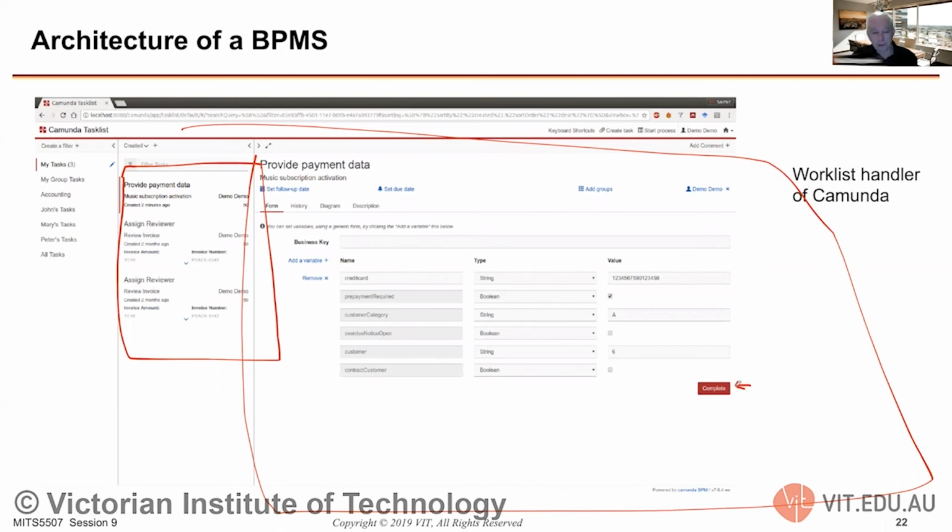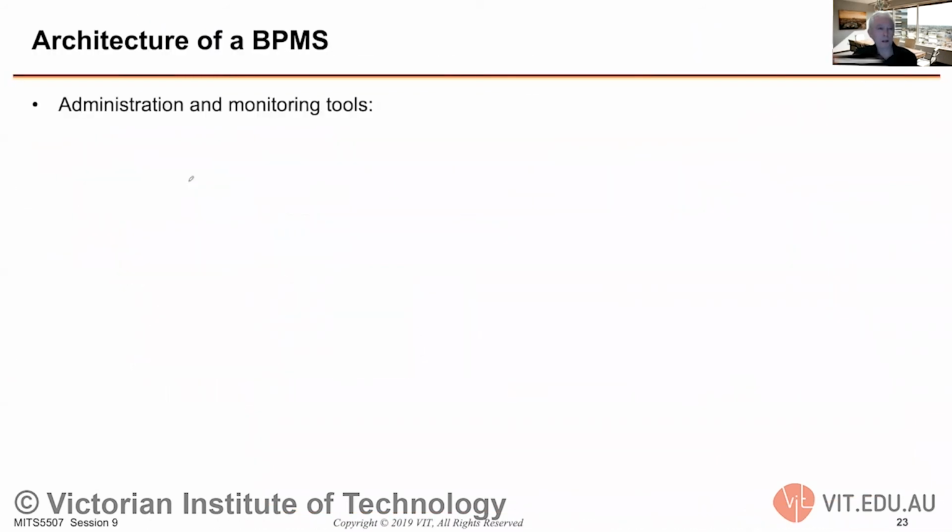Once you click complete, then your activity, your work in this activity is done, and that would be taken out of your inbox. And if somebody else then had to do something with it, then the execution handler, along with the Worklist service, would pass it on to the next person in the list. So this is an automated workflow system. Now, administration and monitoring tools are also part of the architecture of a BPMS.